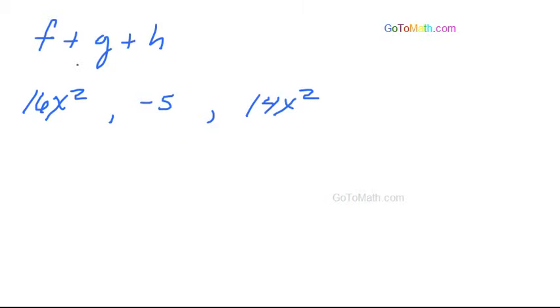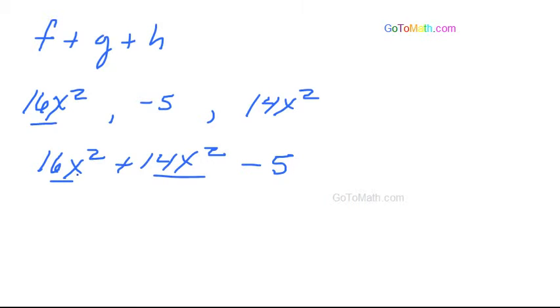Okay, so we got to sum these guys up. We have 16x squared and 14x squared. Let's go ahead and write it again: 16x squared plus 14x squared, and then minus 5. We want to put our like terms together, so 16 plus 14 is 30. Is that right? And then minus 5. And there you go.